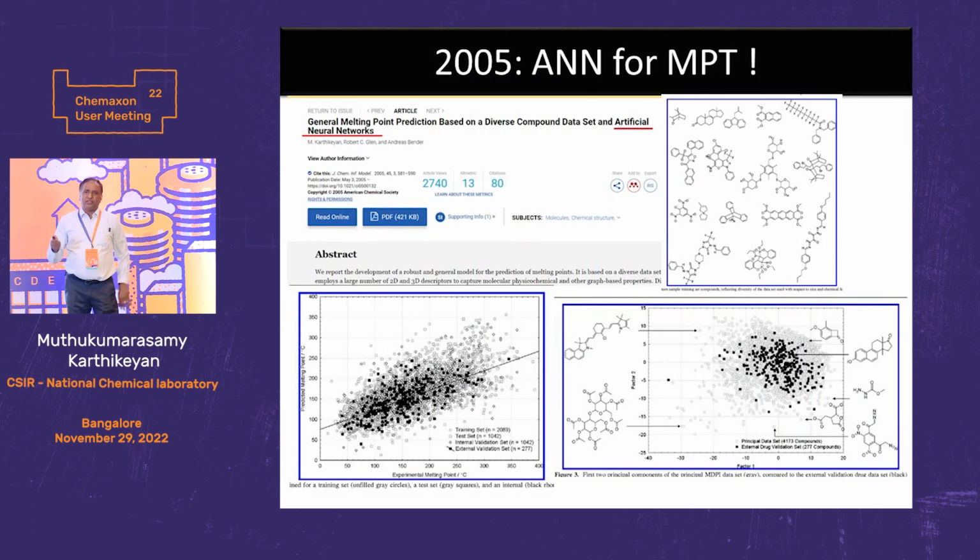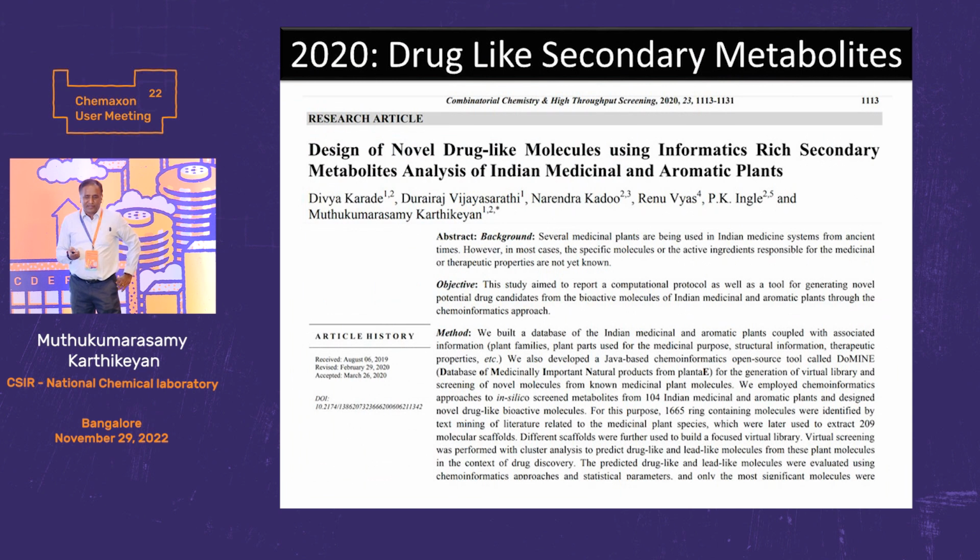So we published our molecule and property prediction work in 2005. It is one of the highly cited works. And melting point is very easy to predict. What about the other things? I'm almost done. Another 2 minutes I will take. I have 2 more slides.